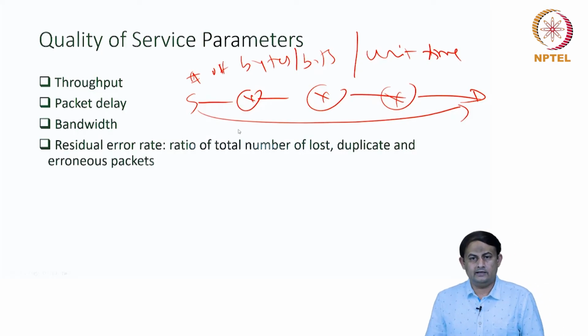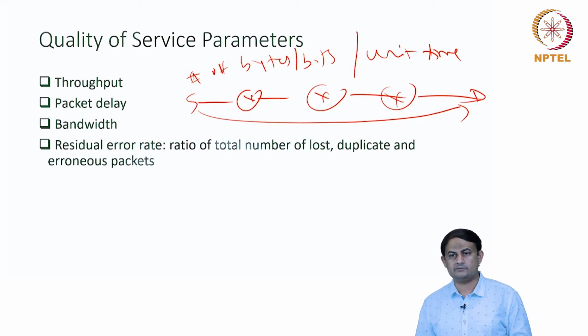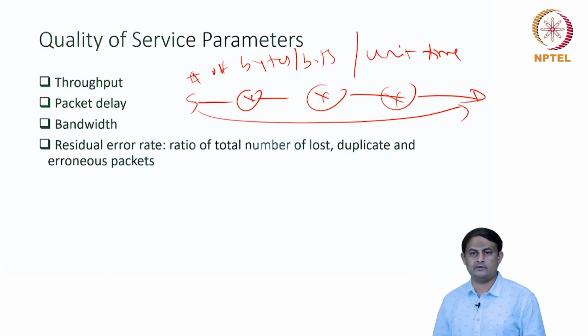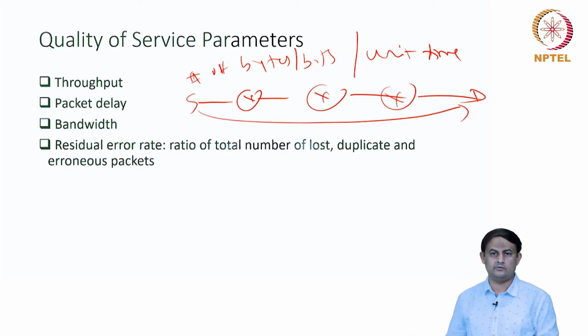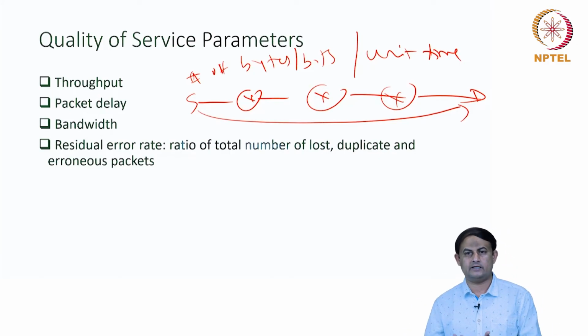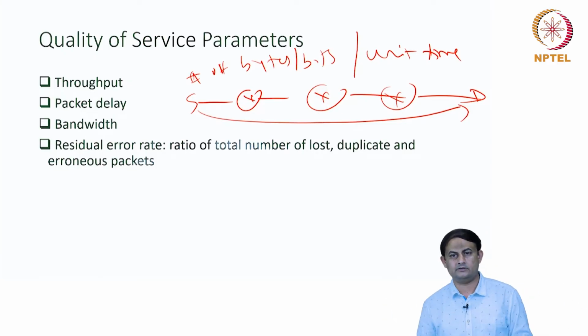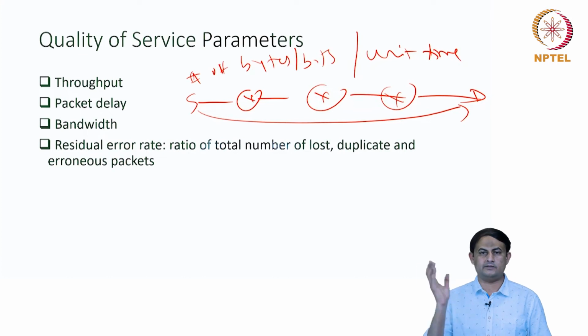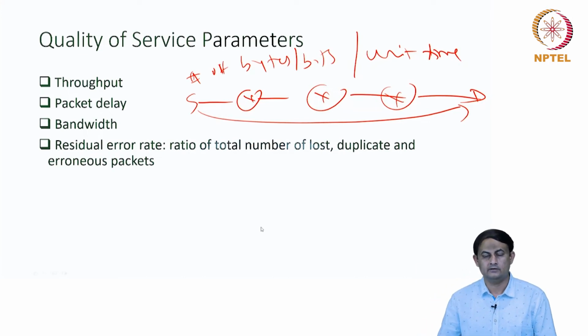Or the application might specify the quality of service requirement in terms of something called the residual error rate. Error is basically the number of packets that get missed or lost in the network. Some packets might get duplicated, or some might arrive erroneously at the destination. So what fraction of the total transmissions that the sender does can arrive erroneously at the other end? It might be that 1% of the total packets transmitted can be erroneous, or 0.1%, or whatever is the requirement, the application can come and tell.